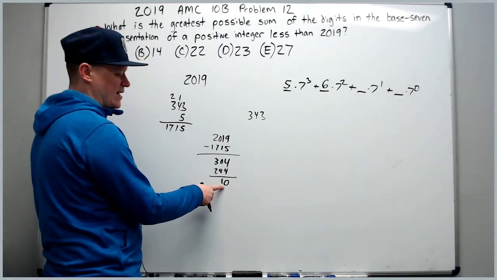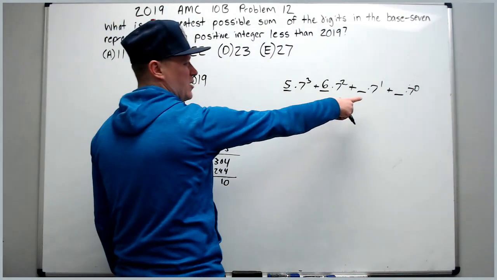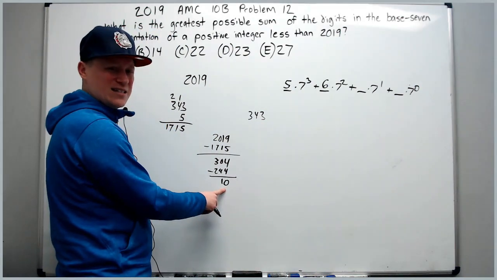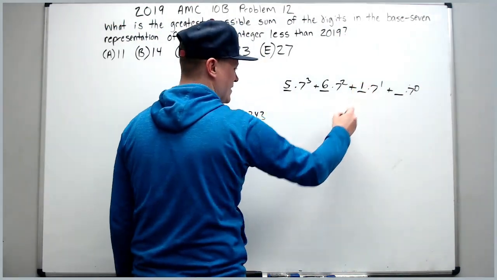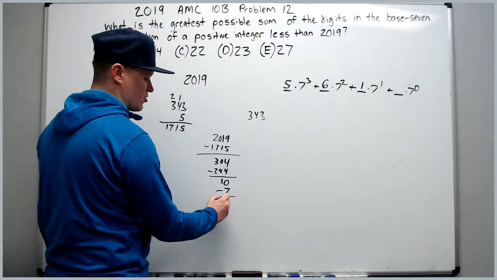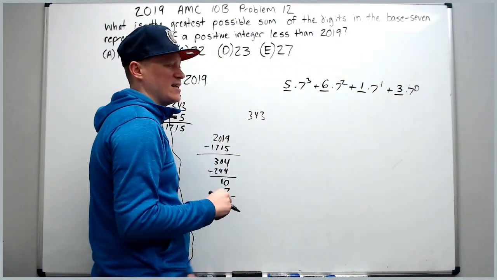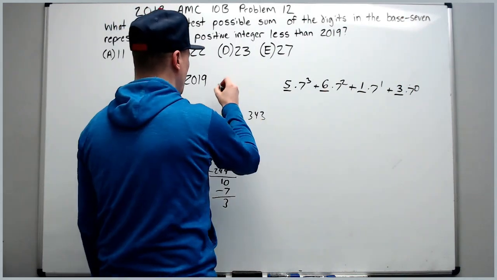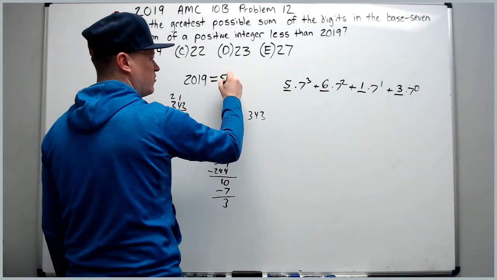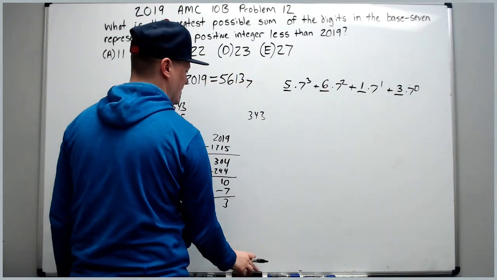All right, then you take this 10 and you say how many 7s can fit into the 10. That's going to be 1 seven, and you'll put 7 and subtract, and there's still 3 left, and that is your units digit for base 7. So we can say that this is equal to 5613 base 7.